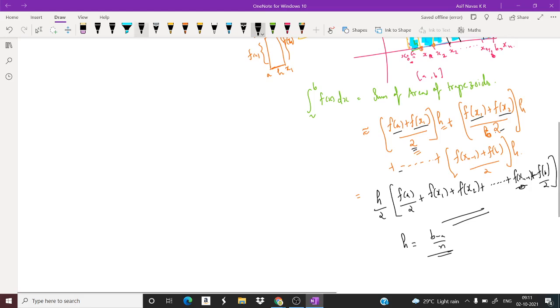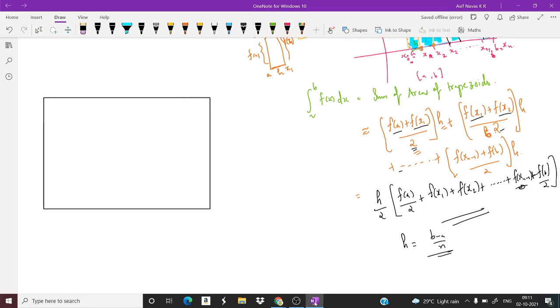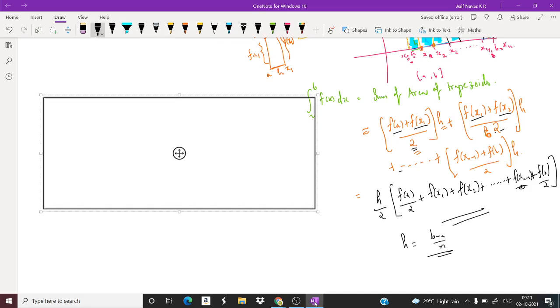So now I will write what the trapezoidal rule for integration is. So you have to study this formula, the trapezoidal rule.